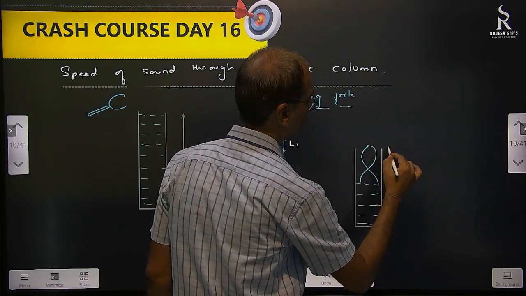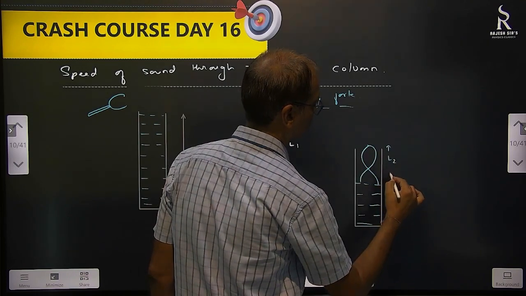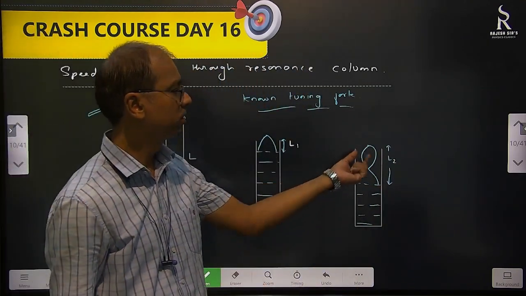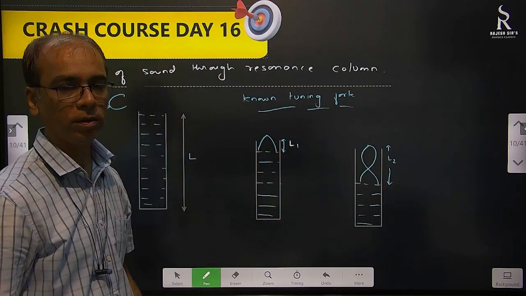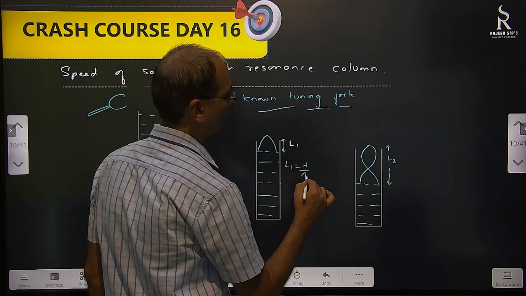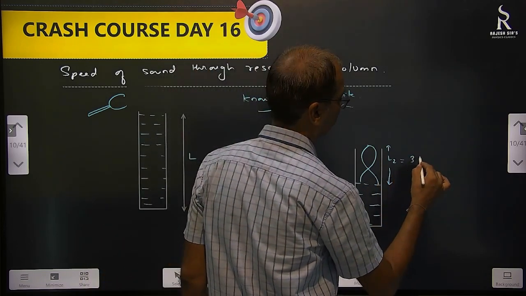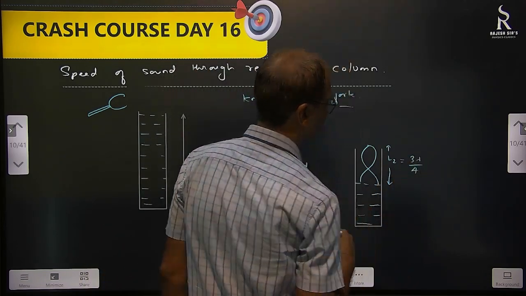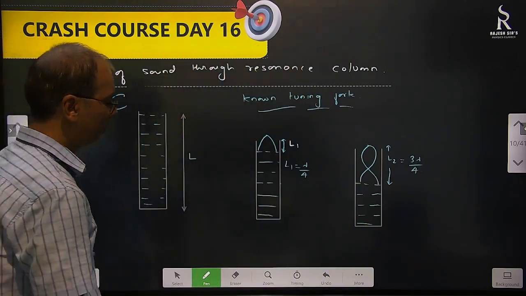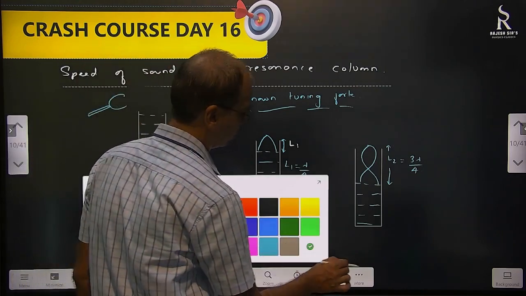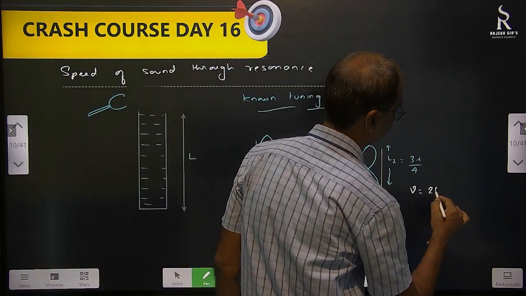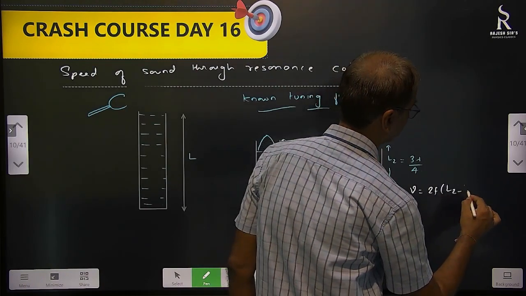Okay, now this is L2. We measured. You can see that this is actually 3 lambda by 4, whereas this is lambda by 4. L1 is lambda by 4 and this L2 is 3 lambda by 4. So we measured this L1 and L2. Then we have a formula. You have to remember that formula. V equal to 2F into L2 minus L1.